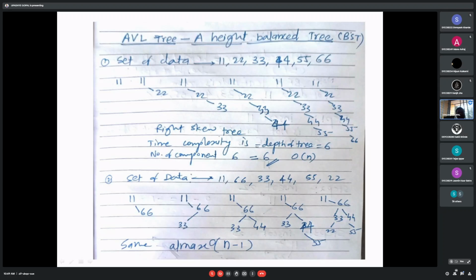Roll number 16 is absent. Roll number 16 is not there. So practice, that is my concern. It requires some practice, 100% it requires some practice. 16 is not there, 18 is also not there. 18, then 25, 26.